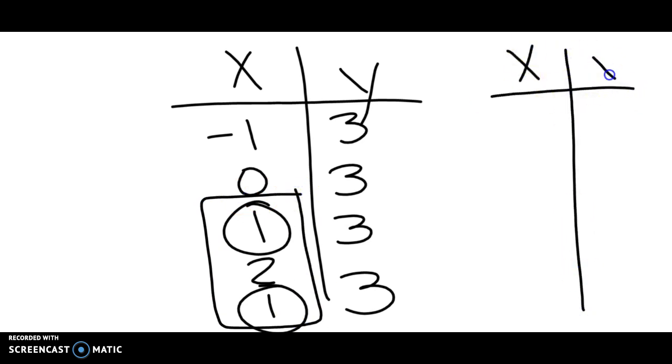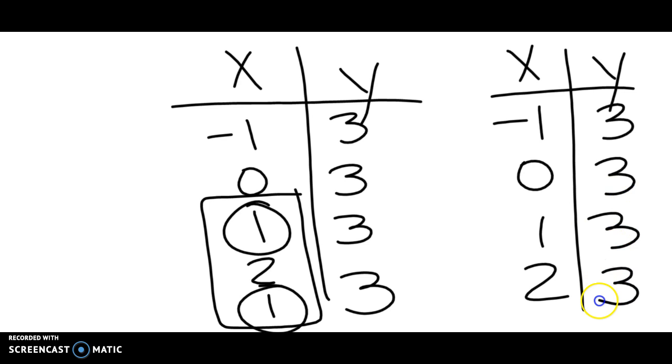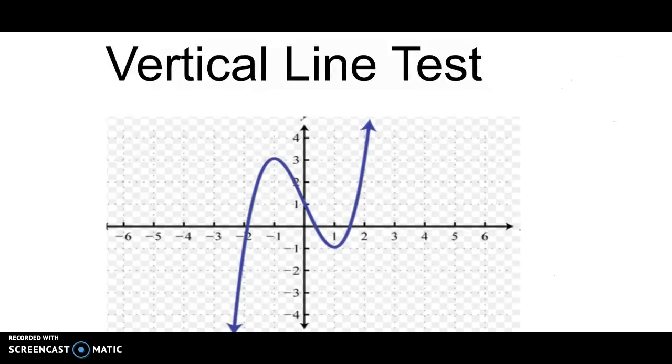I'm going to show you an example of a function, okay? 0, 1, 2. You can have repeating y's. That's okay. You just can't have any repeating x's. So this is a function, this is not. You can also do a vertical line test that's going to tell you whether it's going to have repeating x's. Anywhere on the graph, if you can draw a vertical line and it only crosses one time at any point, then it is a function, okay?